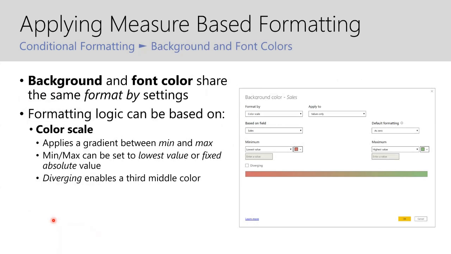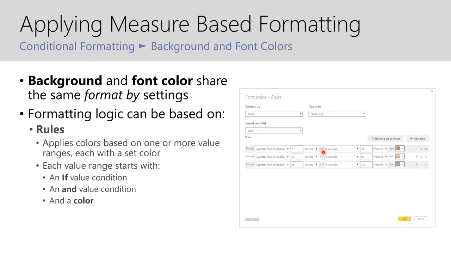For background and font color, these are essentially the same when it comes to the logic that can be applied. The only difference is whether I'm applying this logic to the background color or the font color. Other than that, what I'm showing you is identical between the two. They have a standard color scale between a min and a max, whether that is the automatically determined lowest and highest value, or a min and a max number itself. You also have an option to select diverging if you want to include a third color in the middle.